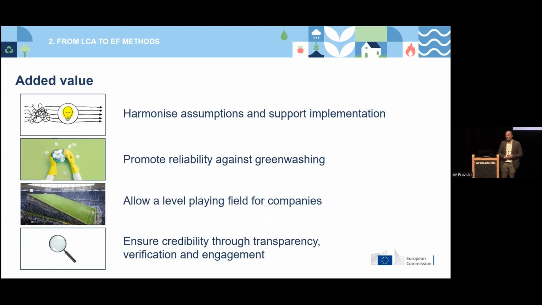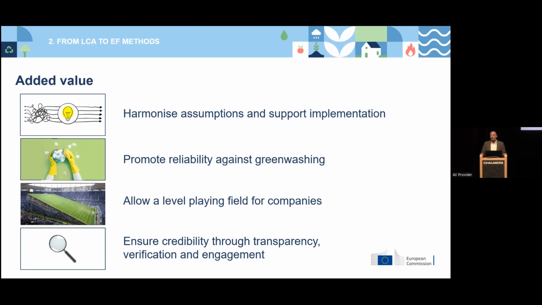So what is the value that PEF and OEF add to the LCA framework? First, they come with harmonized assumptions that can then help to support the implementation of LCA on the ground. They promote reliability of information, and this can be used to tackle greenwashing. They also set a level playing field for companies, and this is a key issue that we heard on several occasions in this conference, about the need to have harmonization and a level playing field, and this is possible with PEF and OEF.